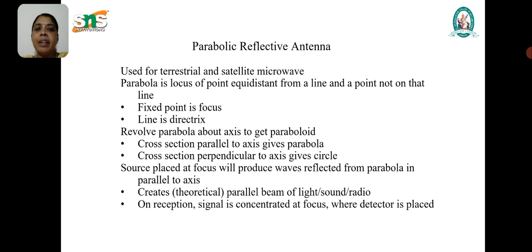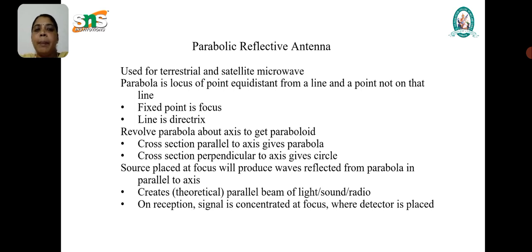Next, parabolic reflective antenna. It is like a parabolic shape. So it receives the information as in terrestrial and satellite microwave. It shows some line and point for transmitting the information, but the point should be fixed and the line should be in the directrix way. The direction can be different, so it can transmit the information in different directions.